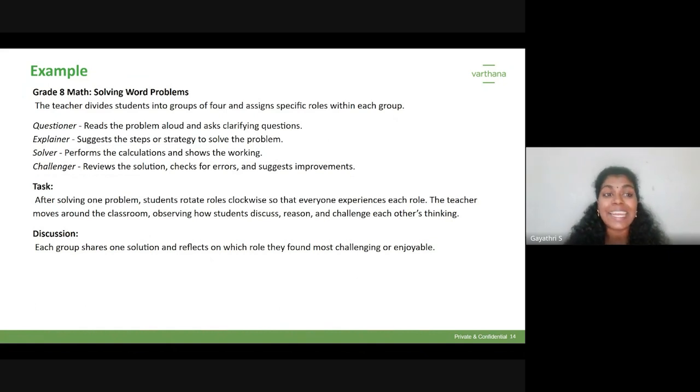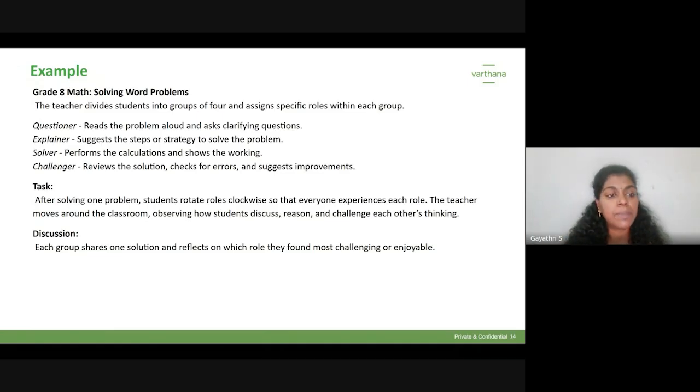So we can make it interesting through this particular strategy. Here, the teacher divides the students into four different groups, and each group is given a specific role. Group A is the questioner. What they have to do is read the problem and ask certain questions to make sure the entire classroom understands the question, what we have to do.